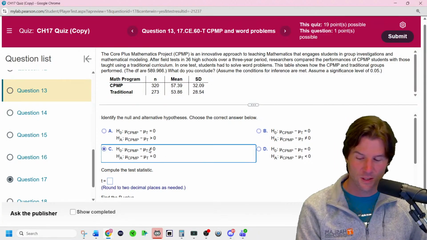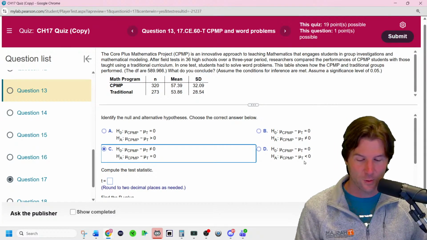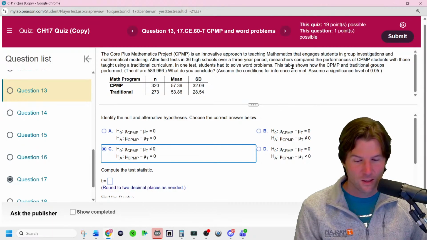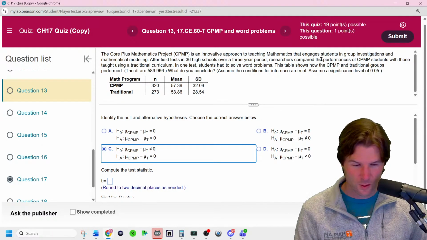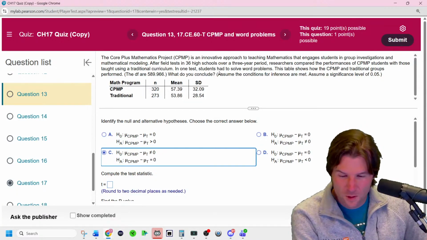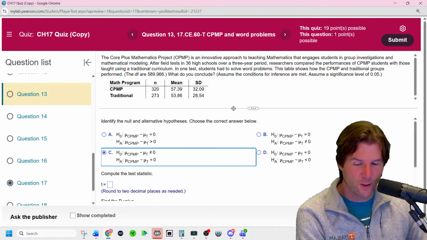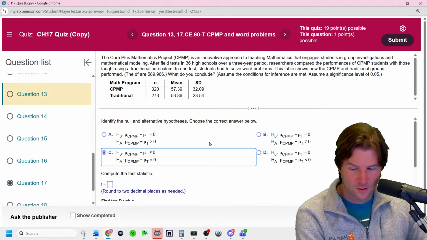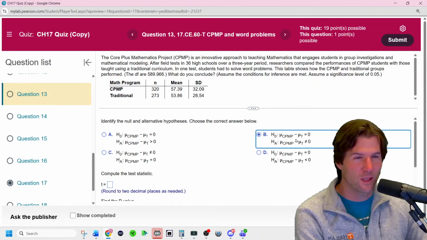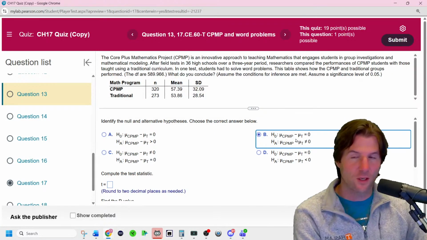C isn't, because the null always has the equal sign. So you notice they're doing the greater than, not equal, or less than. So we have to look at which way they're testing. So they want to see Core Plus Mathematics. So they never mention if they want to see if it's better or worse. So that means they're doing the does not equal test. Unless I'm missing something. Yeah, that was my question right there. C was not a plausible answer because it has the not equal sign. That's not the way the null works.